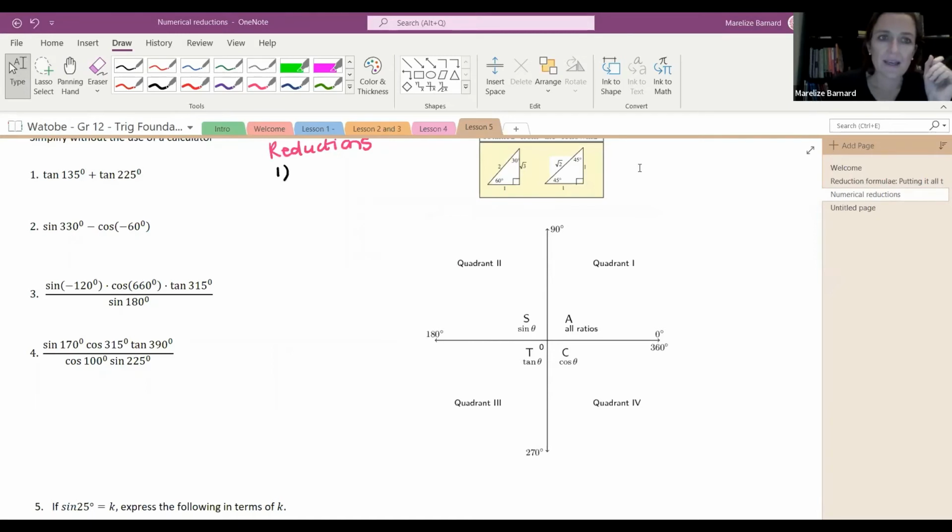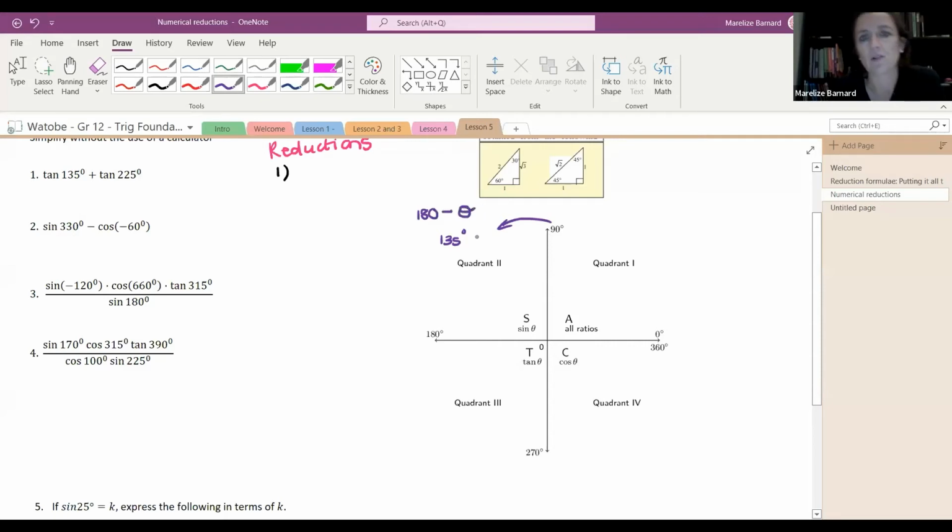So if we start here with the tan 135, this is our thinking process. In what quadrant is 135 degrees? 135 degrees will be here in the second quadrant, because you rotate past 90 and into the second quadrant. The second quadrant is the 180 degrees minus theta quadrant. So what you ask yourself is, what must I subtract from 180 degrees to get 135? 180 degrees minus how much is going to give me 135?